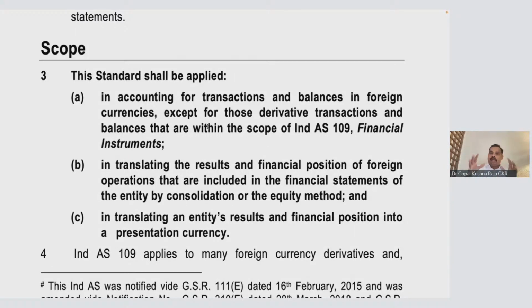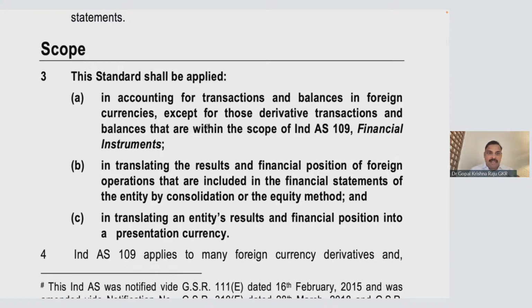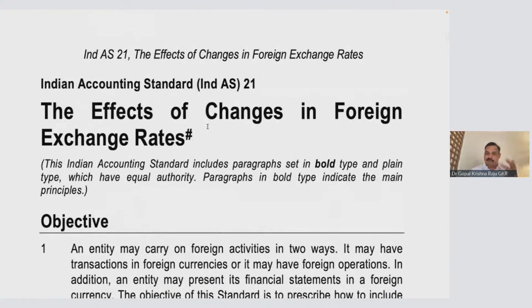If you are an Indian company, you have Indian suppliers, Indian customers, and Indian investors. You don't do any transaction abroad. Then whether IndAS 21 will be there? It is not required. There is no requirement for IndAS 21 at all.